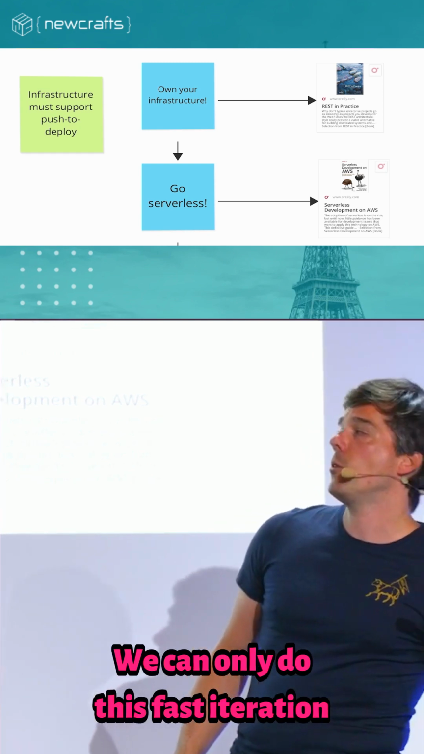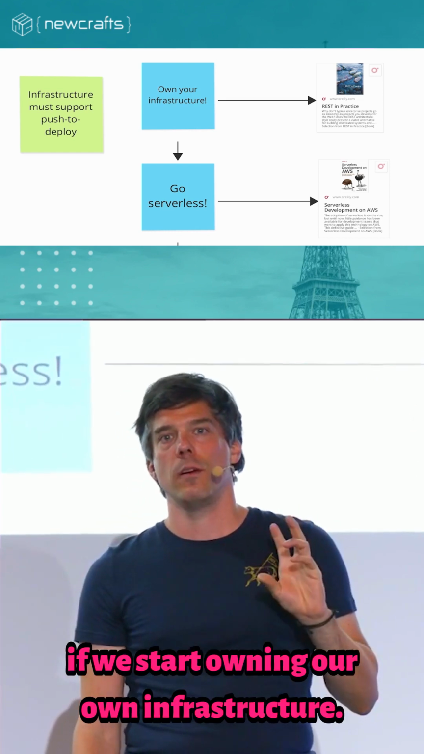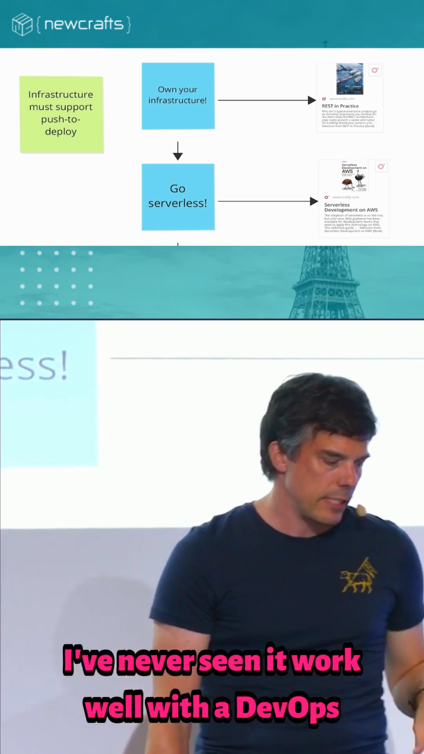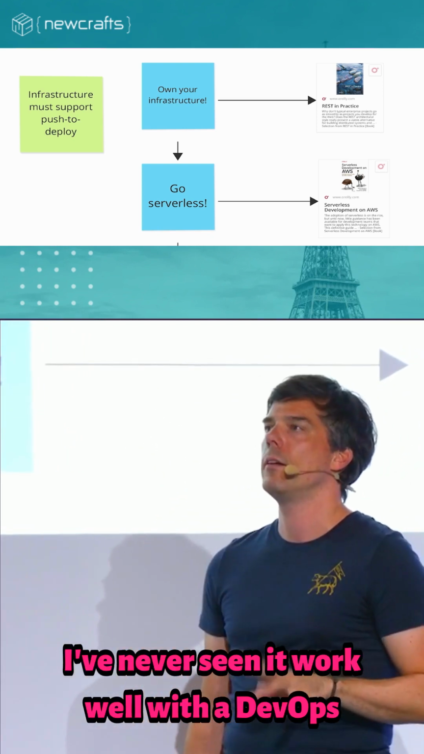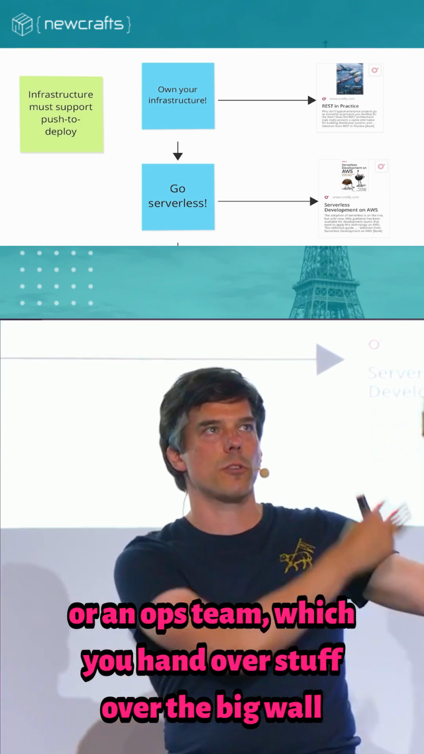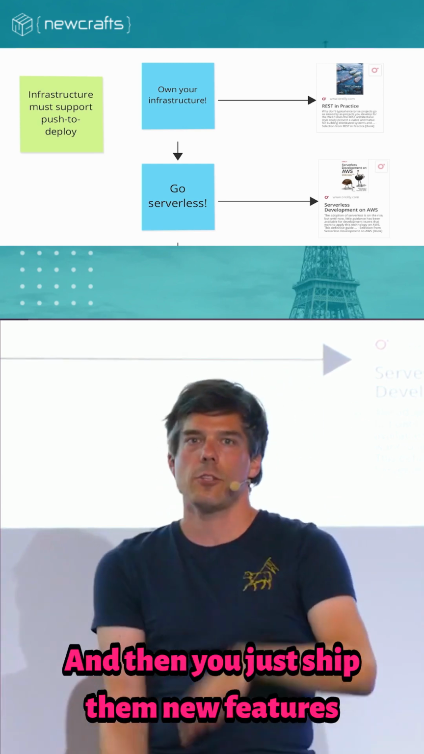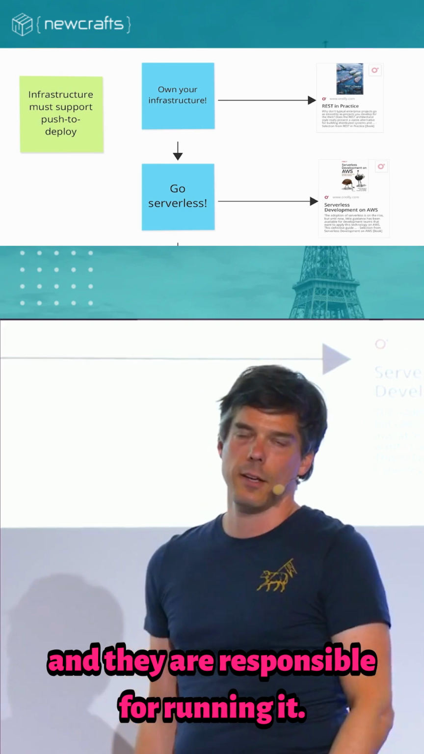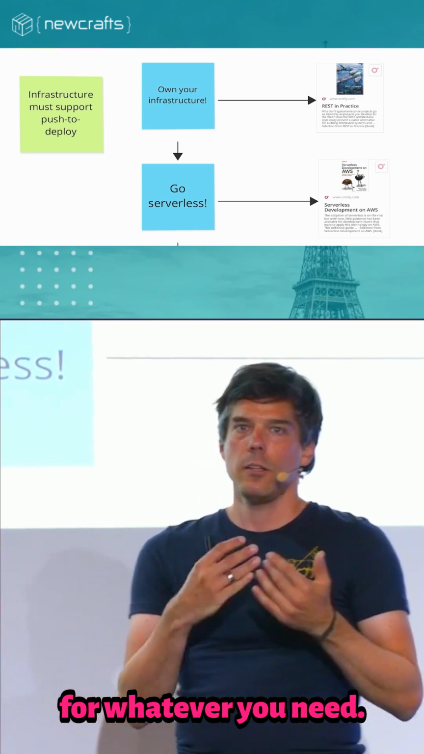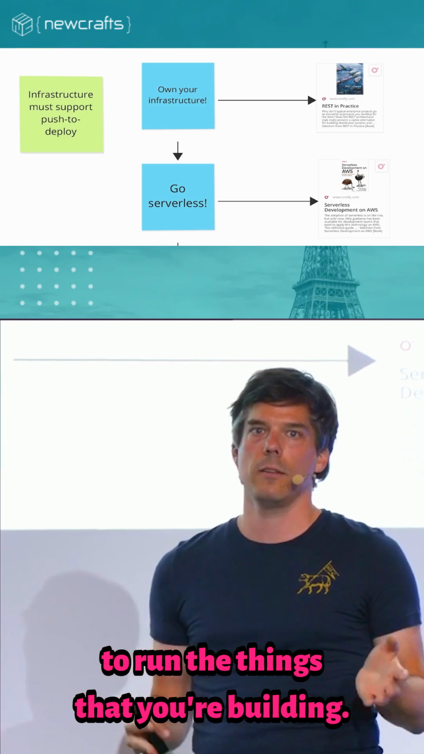We can also only do this fast iteration if we start owning our own infrastructure. I've never seen it work well with a DevOps or an ops team, where you hand stuff over a big wall and say, hey, please run this for me. And then you just ship them new features and they are responsible for running it, for performance, for migration, for whatever. Unfortunately, I think that's the truth, you need to learn more about how to run the things that you're building.